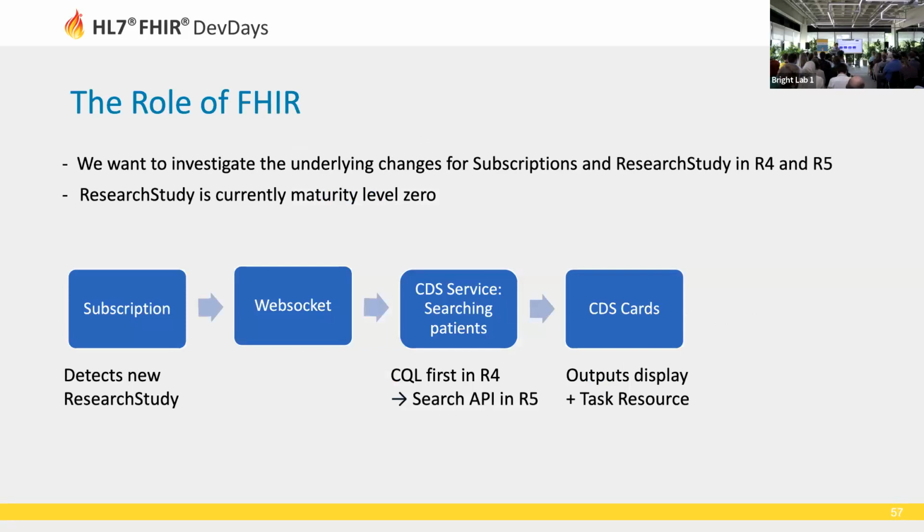Within our application, we have explored the key improvements introduced in the R5 and R4 versions of FHIR, specifically those impacting the subscription and research study resources. At present, research studies are maturity level 0, indicating an active development stage with ongoing enhancements. We therefore were really curious about how these changes benefit our application.